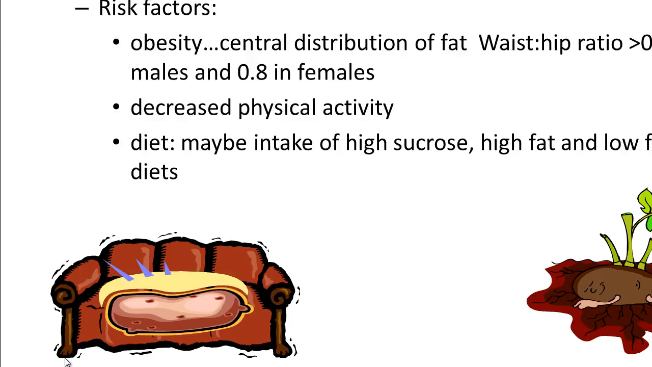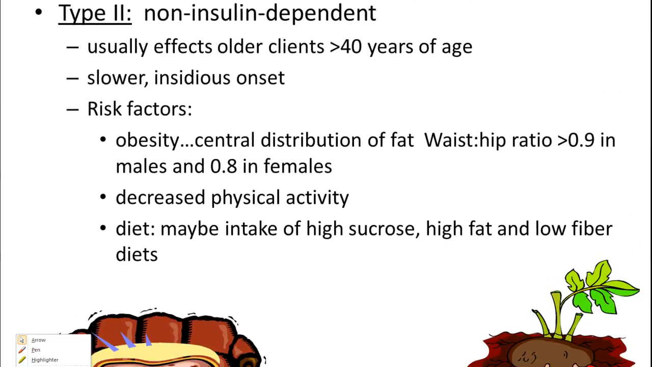This usually affects older clients, usually greater than the ages of 40, although you have to remember that teenagers nowadays with obesity are becoming higher risk of becoming diabetic. So you have to remember that this number is actually coming down as more and more teens are overweight, which those numbers are getting better, by the way.